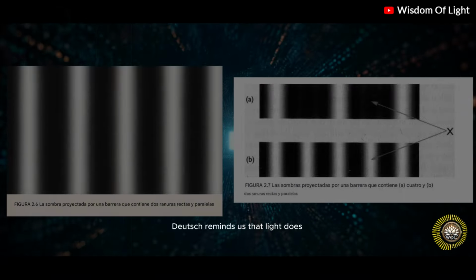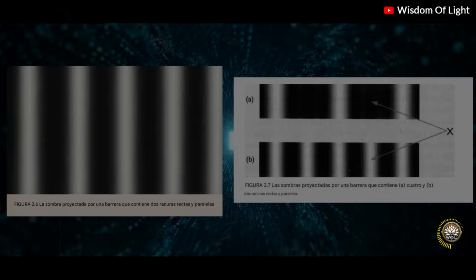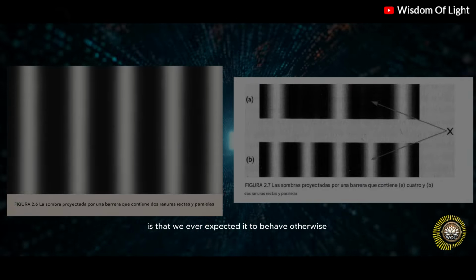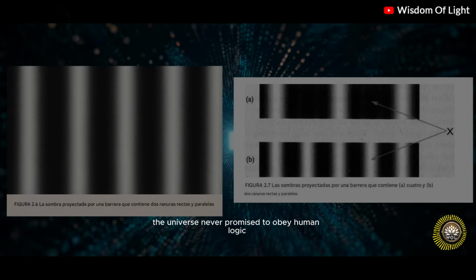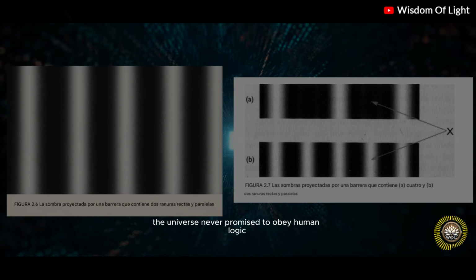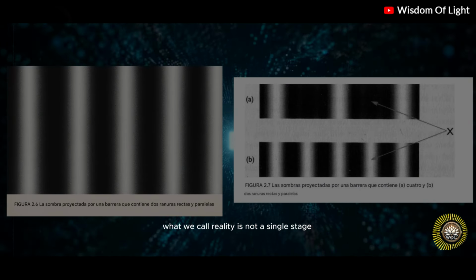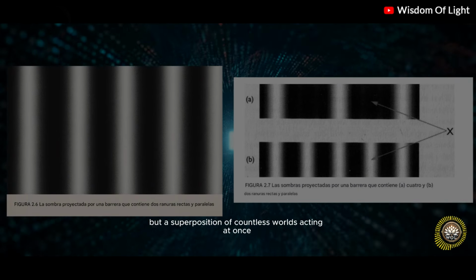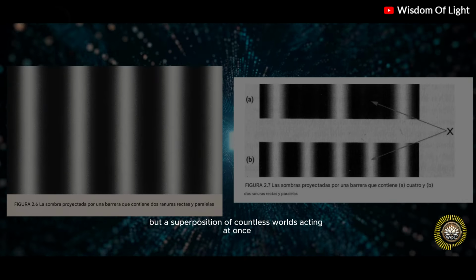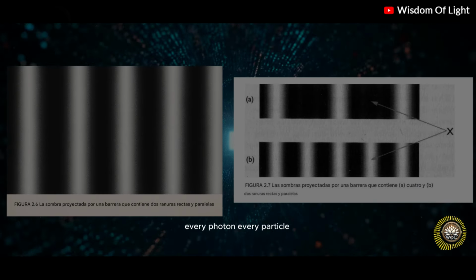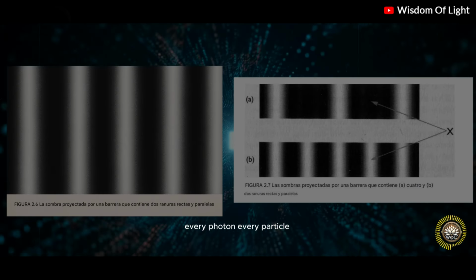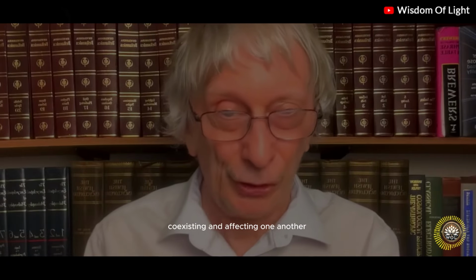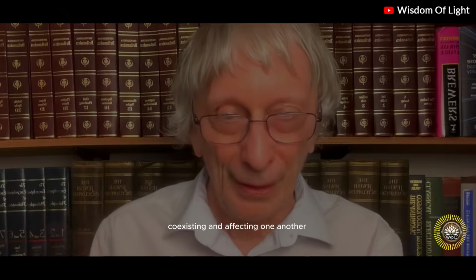Deutsch reminds us that light does not behave strangely. What is strange is that we ever expected it to behave otherwise. The universe never promised to obey human logic. What we call reality is not a single stage, but a superposition of countless worlds acting at once. Every photon, every particle, every thought may exist in multiple versions, coexisting and affecting one another.